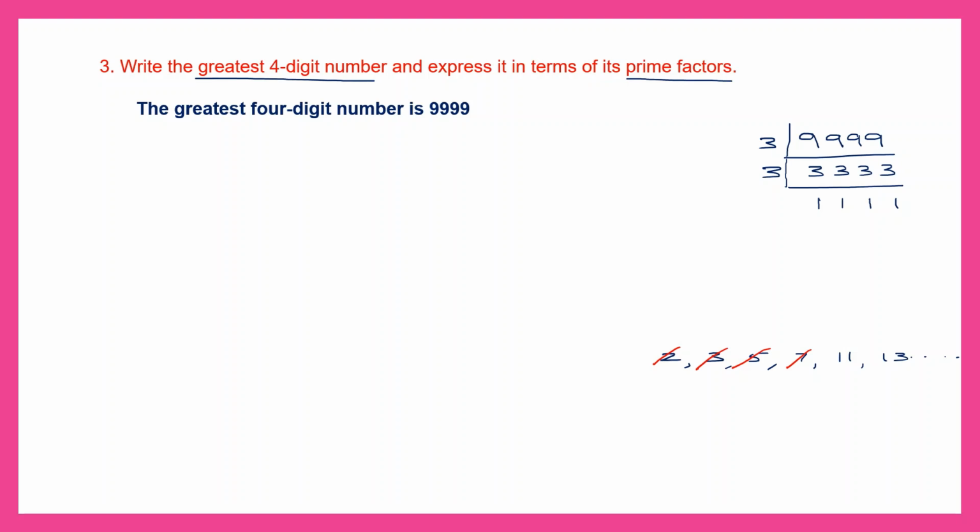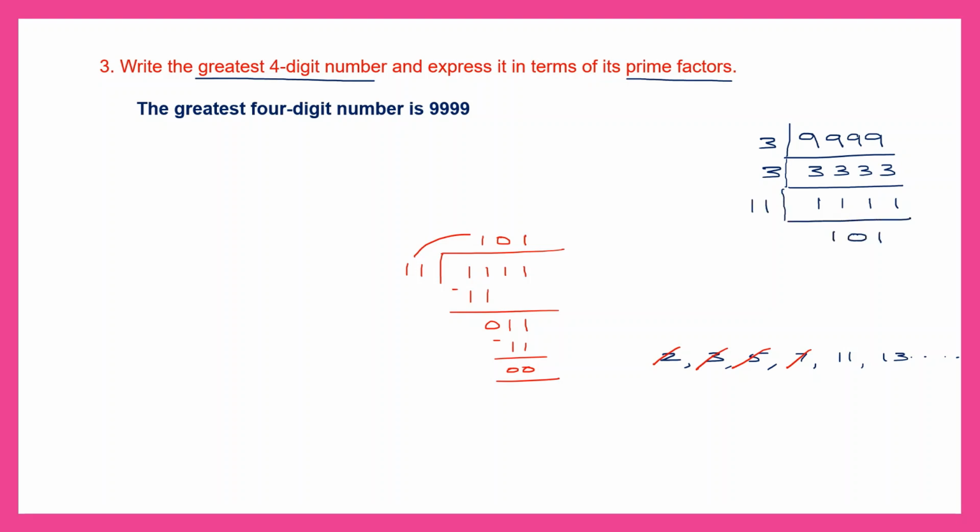Okay, let's try that. So 1111. Is this divisible by 11? Let's see. So the first number is small, so we take 11. 11 ones are 11 minus 0. We bring down the next number. It's 0. Bring down one more, 11. 11 ones are 11 minus 0. Yes, the remainder is 0. That means 11 into 101 will give us this number. So let's write it down there. So this time we are dividing it by 11 and we get 101.